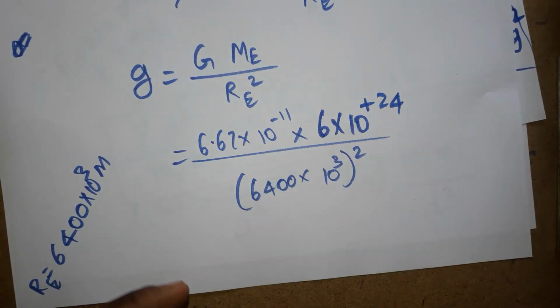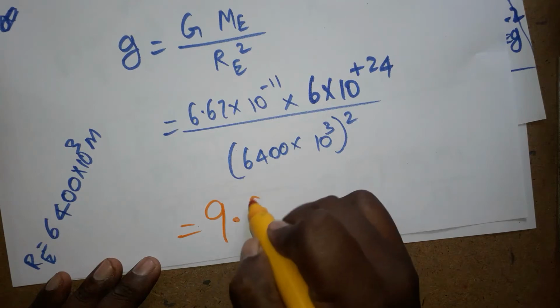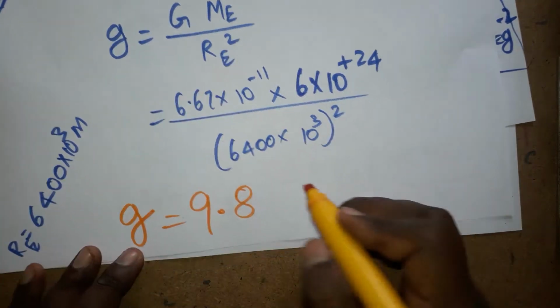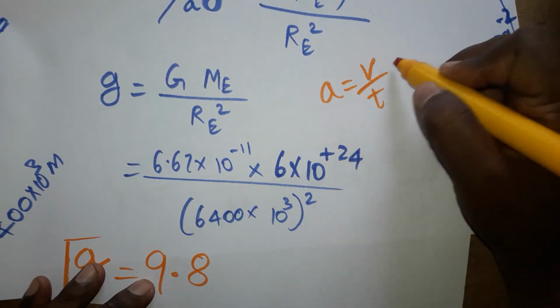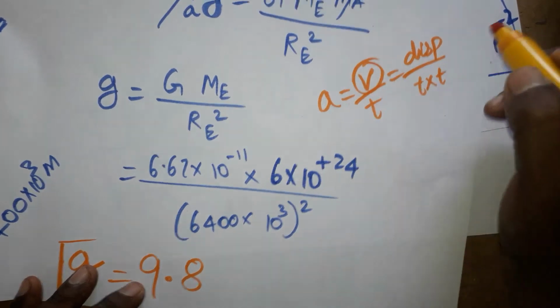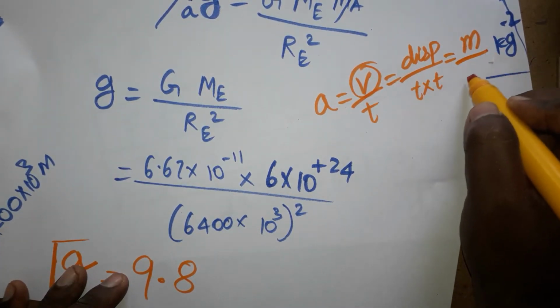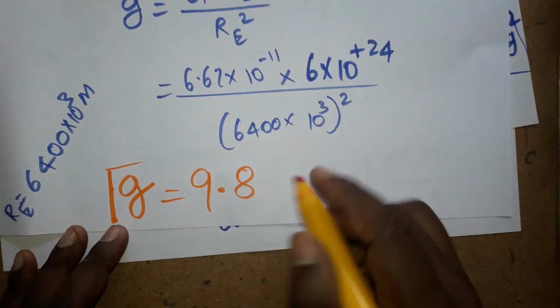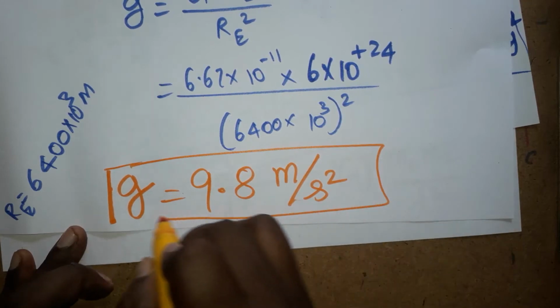Overall, this calculation gives us a very simple value: 9.8 g. Here g is acceleration due to gravity. Acceleration due to gravity is velocity by time. Velocity is displacement by time, so it is displacement by time into time. Displacement is measured in meters and time in seconds, so second into second is second square. So acceleration due to gravity is meter by second square. That is the small g value.